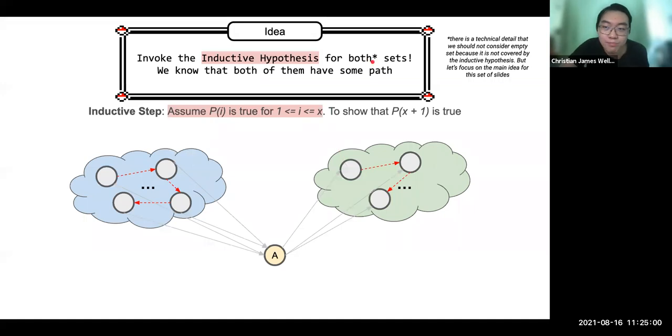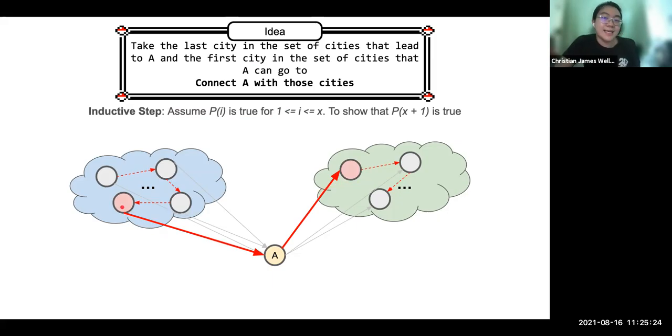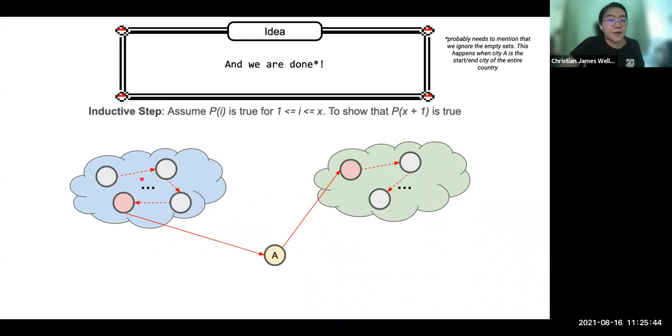Here I do say both sets, but a little technical detail is that I didn't talk about what happens if the set is empty, like there are no outgoing edges from node A. Let's ignore that technical detail for now and focus on the main case. We invoke the inductive hypothesis for both sets. Then we take the last city in this country, take this one-way road going to A, and from A go to the first city in the other country. Just like that, you have the complete route covering all the nodes. By our inductive hypothesis, we covered the two separate sets, and then we connected the two countries together like this. And we're done.